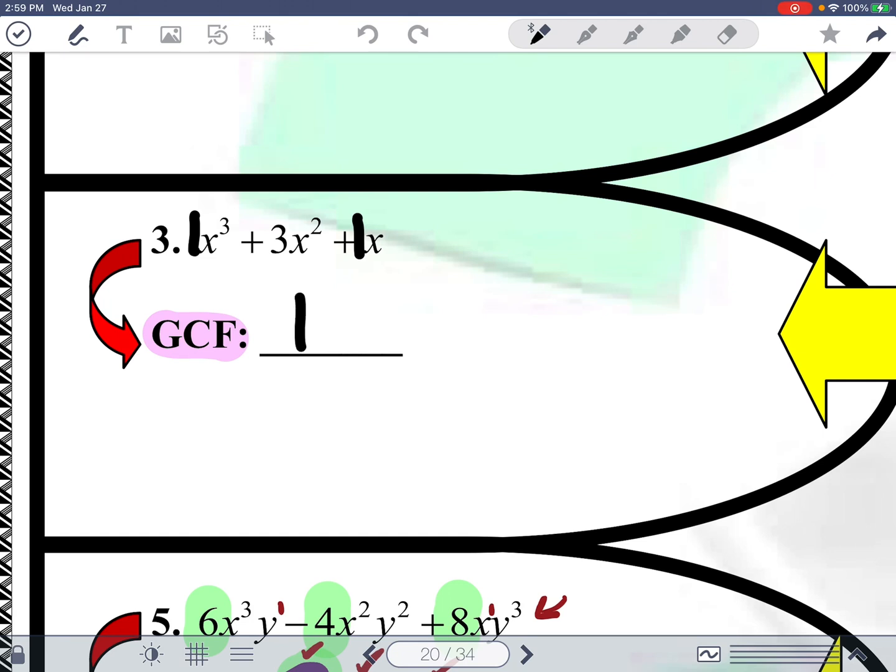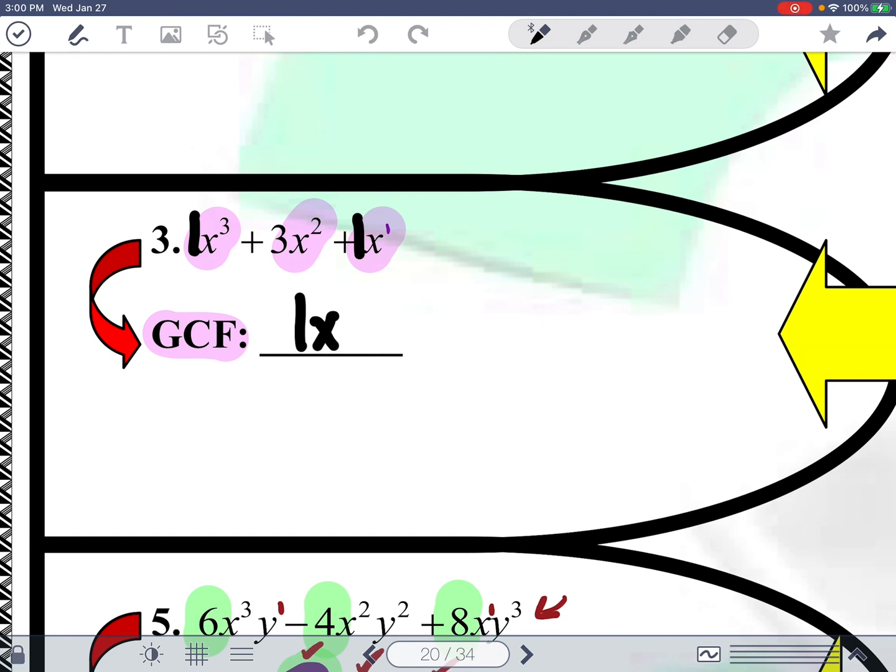So the GCF starts off with a 1. Then I look at each term and I say, do they all have the same variable? Yep, they all have an x as part of the term. So I look for the x with the smallest exponent, which would be this one, and that's the one that gets to come out and be part of the greatest common factor.